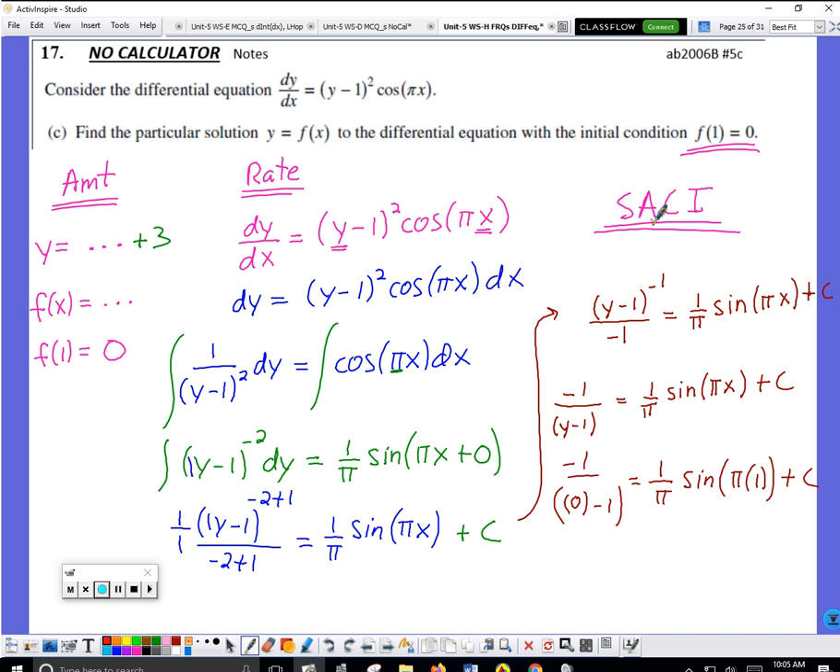Anti-differentiate is always worth 1 or 2. Constantate is always worth 2. Isolate is always worth 1. So why do I want you to do the constantate step before the isolate step?